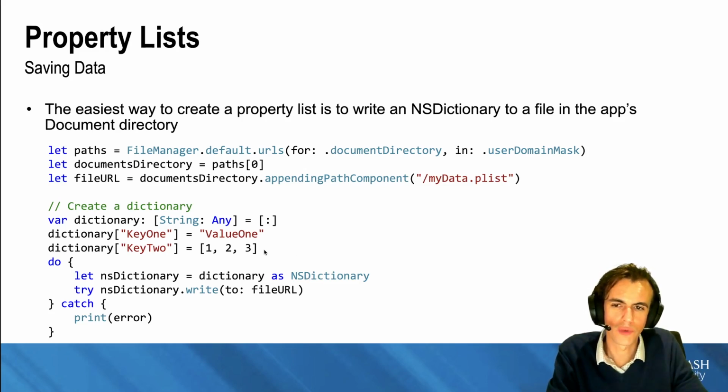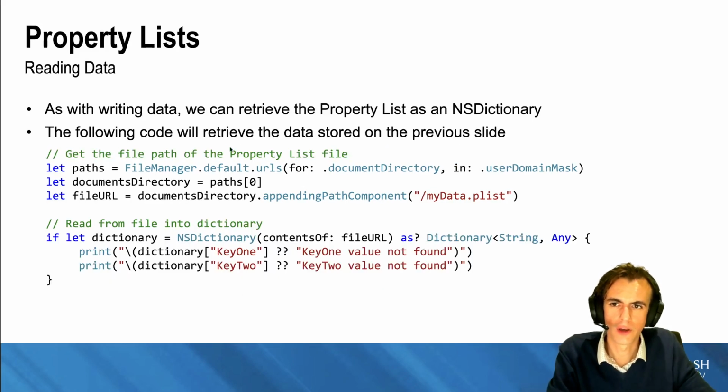If we want to read that same data back, so imagine we've got key1 and key2, one's a string, one's an array of integers, how do we do that? Well, we again need the exact same URL. So these first 3 lines are identical to the previous slide because we need to load that same property list, mydata.plist. And then we construct a new NSDictionary, and one of its initializers is called NSDictionary contentsOf, and you give a file URL, which is what we do here.